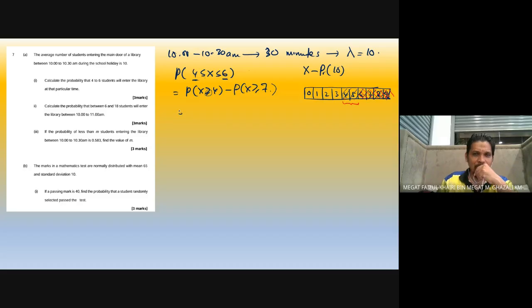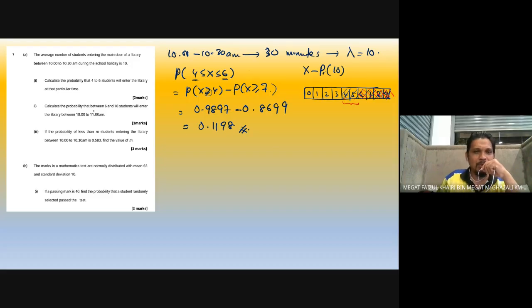Okay, so you may refer to the probability in your statistical book. This gives you 0.9897 minus 0.8699 equal to 0.1198.